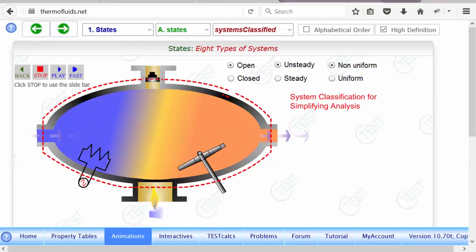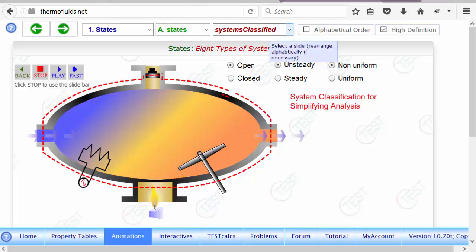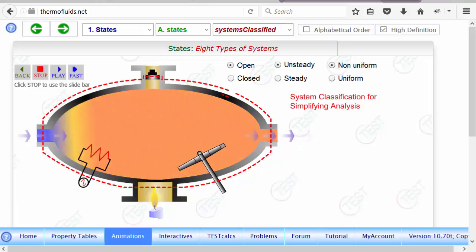This is an animation from the states section, states, systems classified. And this particular system is called an open, unsteady, non-uniform system, the generic system based on which we developed our equations. So let's go over these different kinds of systems.